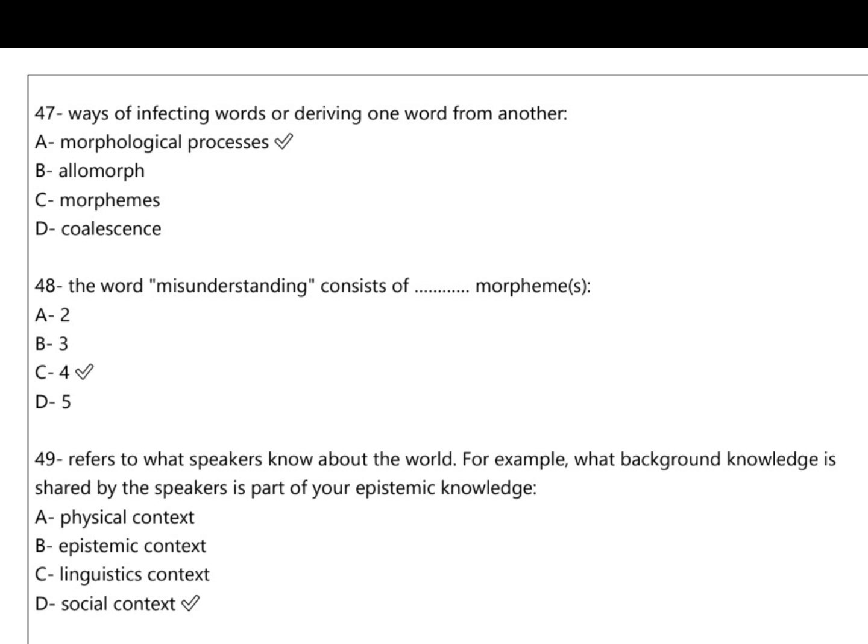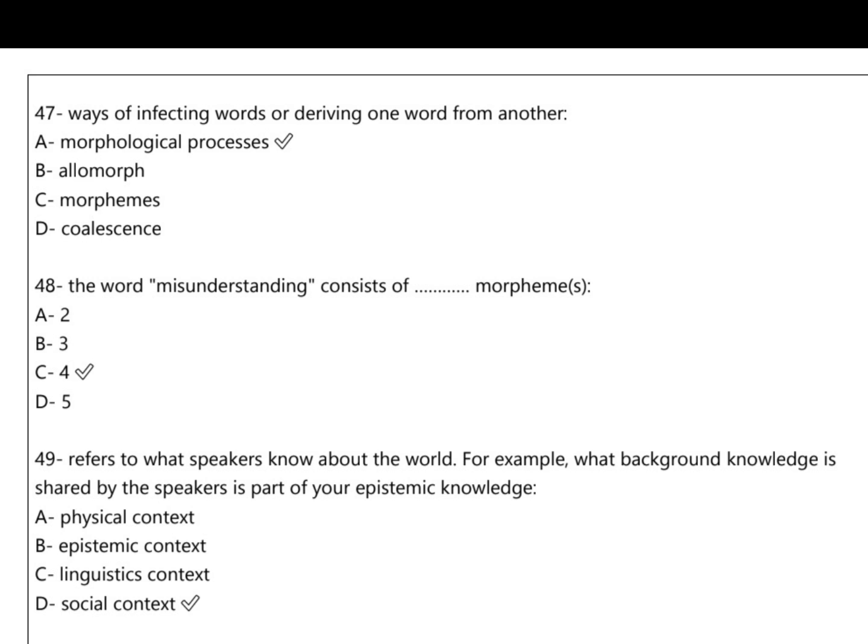47. Ways of inflecting words or deriving one word from another. A. Morphological processes. B. Allomorph. C. Morphemes. D. Coalescence. 48. The word misunderstanding consists of how many morphemes? A. 2. B. 3. C. 4. D. 5.